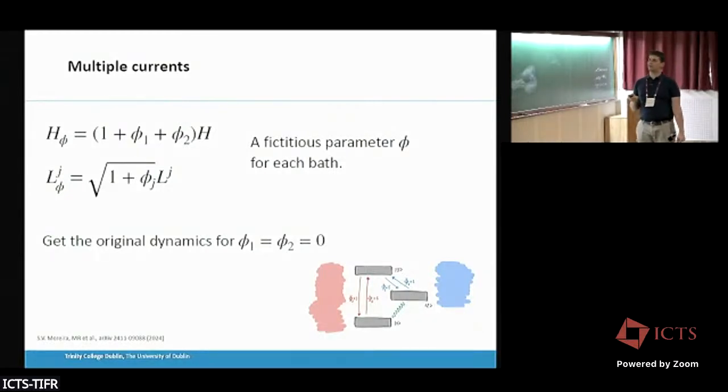So in particular, all the jumps involving the hot bath will have phi1, all the jumps involving the cold bath will have phi2, and the Hamiltonian will have both. Of course, again, the original dynamics is retrieved for phi1 equal phi2 equal to 0.